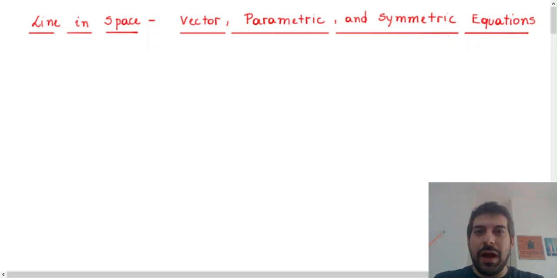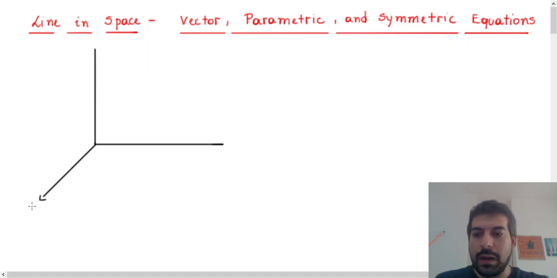Hey, in this video, I will try to synthesize in a really fast way how we can write the vector, parametric and symmetrical equations of a general line in space, okay? So to begin, I will represent a general line, and I'm just putting the x, y, and z axes here. And this general line, for example, I will call r.